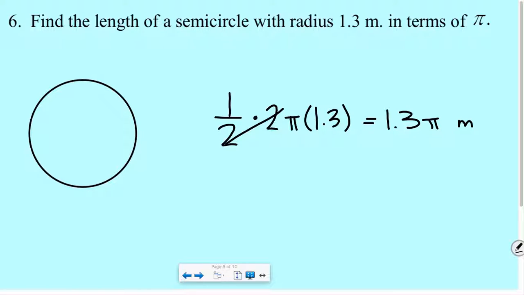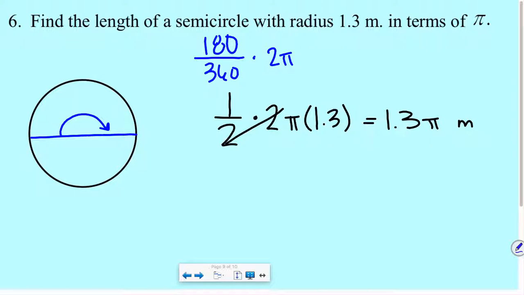If you use your formula, a semicircle has a degree of what? 180. So you would have done 180 over 360 times 2 pi 1.3. But doesn't 180 just become 1/2? Yeah. So if you know what the fractional part is, you can start there and simplify it right away.